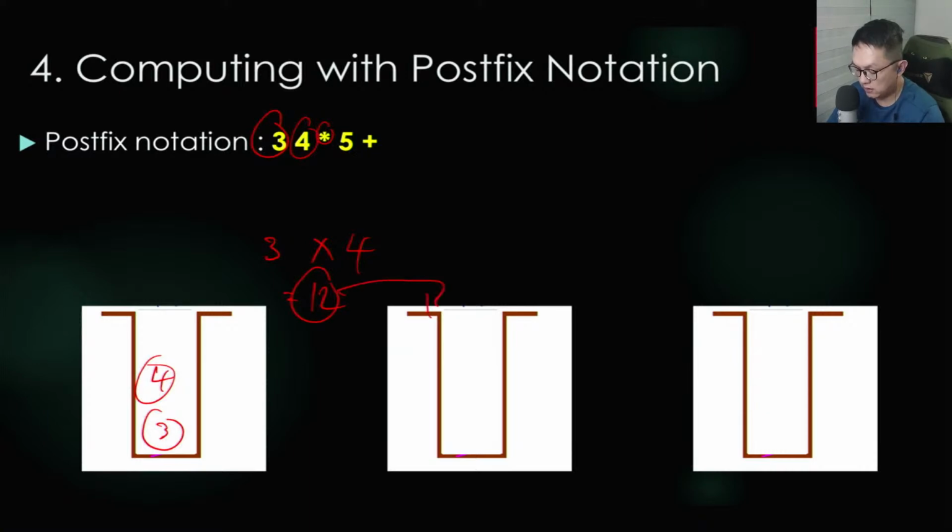Okay, push this back inside here. So 12 will go in now. Then I can continue, right? So right now I stop at the asterisk. The next one is 5. 5 is a number, so 5 will go in here as well.